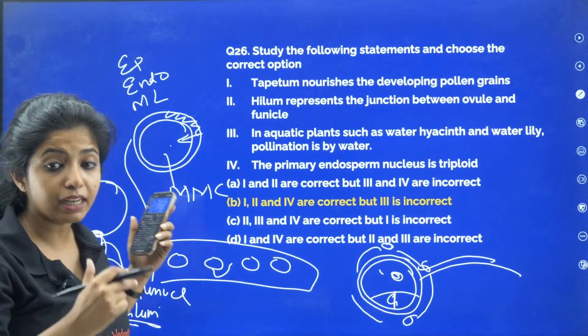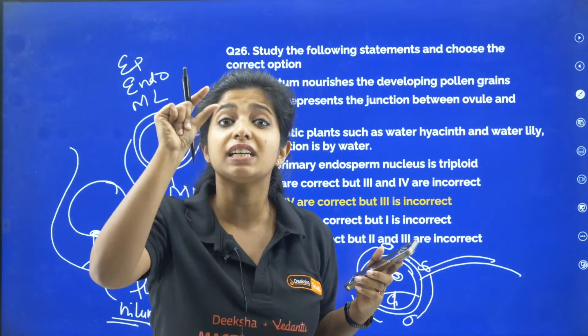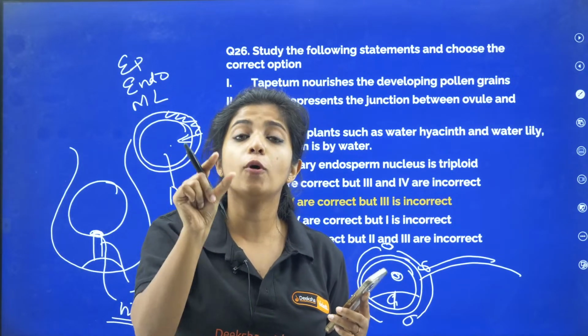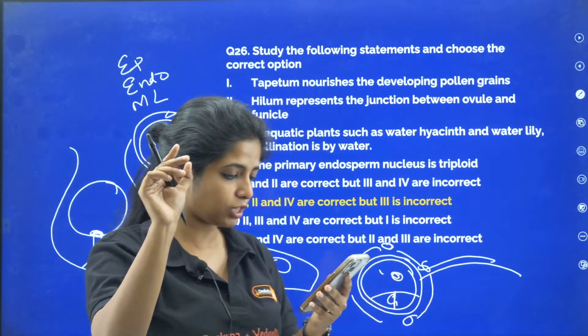So, hilum, my dear children, after some time, it will be like a scar on the seed. So, what is the scar? Scar represents hilum. And what is the pore? Pore represents micropyle. Always remember that.